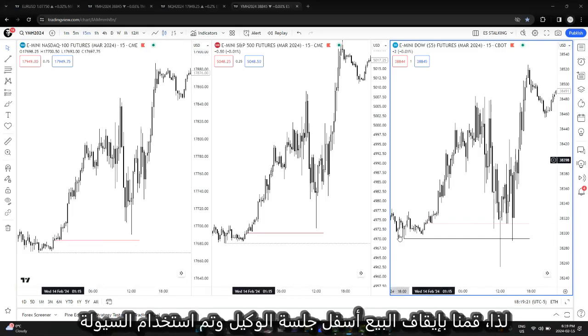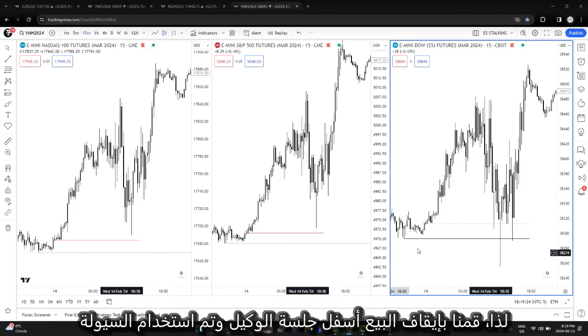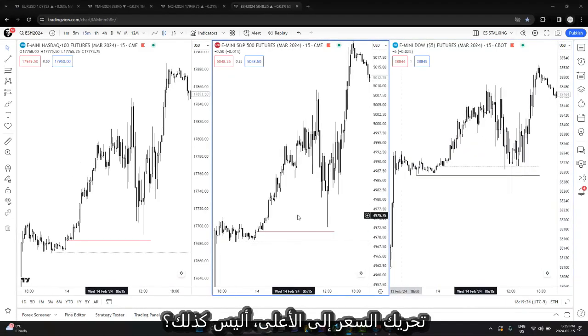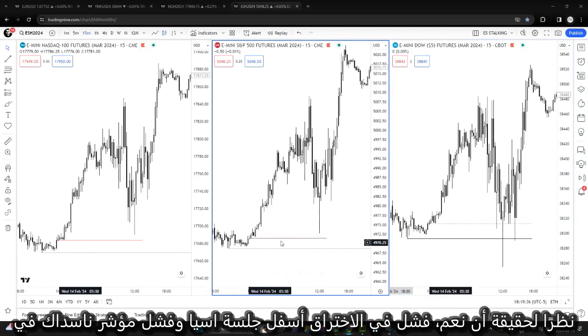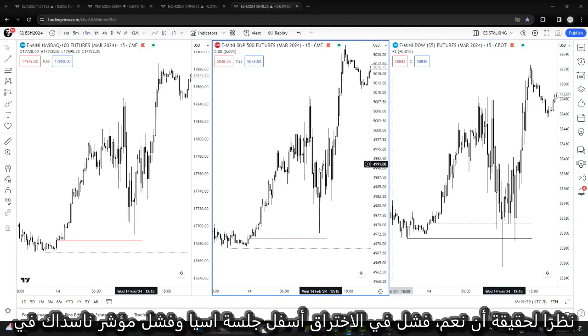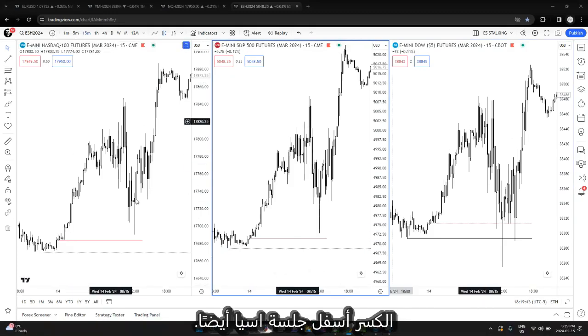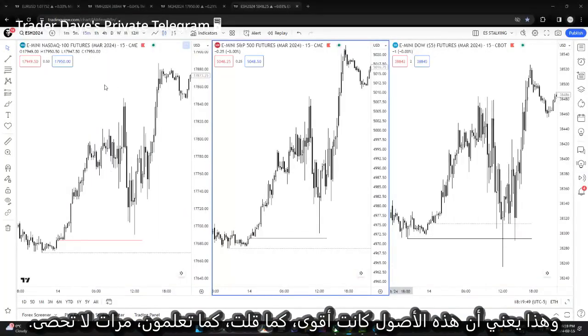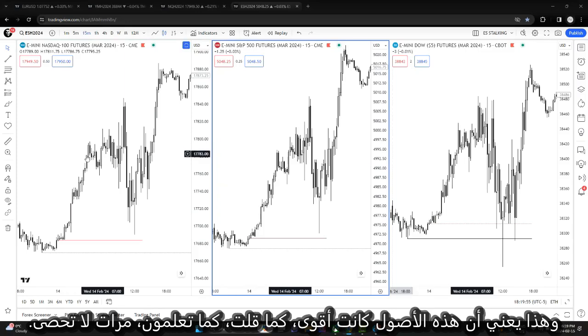Right? So we had the sell stops beneath the Asian session taken, and the liquidity was used to move price upwards. Right? Due to the fact that ES failed to break below the Asian session and the Nasdaq failed to break below the Asian session as well. This meant that these assets were stronger, as I've said countless times.